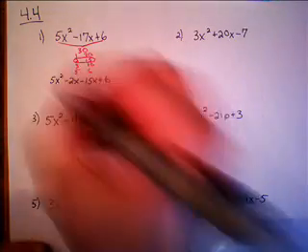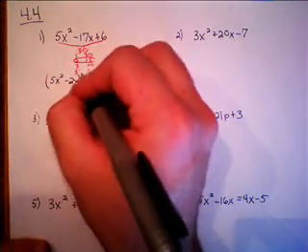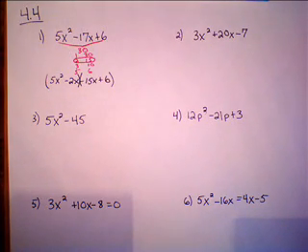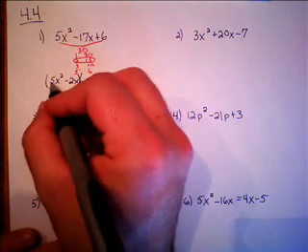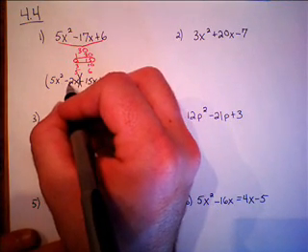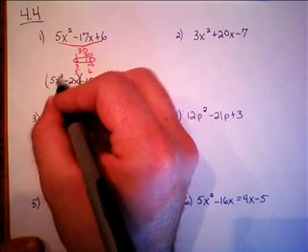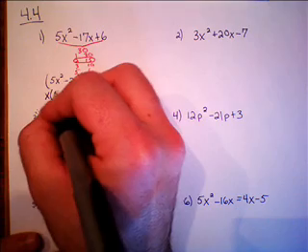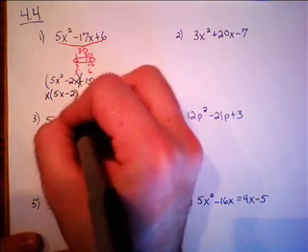So now we can do this by grouping. Group the 2 first and the 2 last terms and work with the greatest common factors, which we're going to do in problem 3 and 4. So between 5 and 2, there's no number that I can take out, but between x squared and x, I can take out an x. So what I have left inside is 5x minus 2.